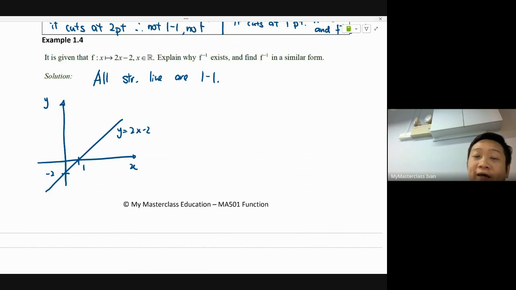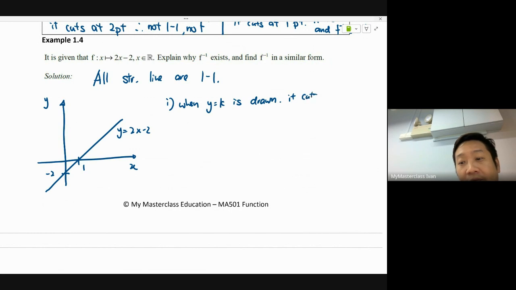Explain why f inverse exists. Again, when y equals to k is drawn, it cuts at 1 point. Therefore, it is 1-1 and f inverse exists.